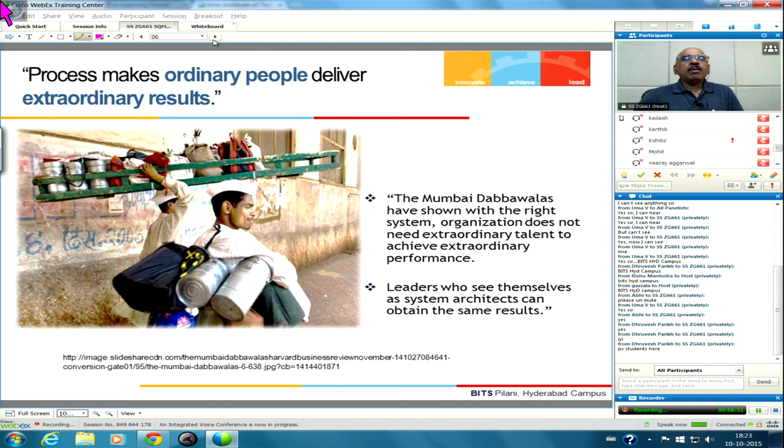Okay. Now let us talk about what is a process. The word we use very often, the word process. In my view, process is the one which makes ordinary people deliver extraordinary results. This is a very powerful statement. In fact, this is the one which has been used all over the world to characterize a process. It just simply explains the beauty of a process.